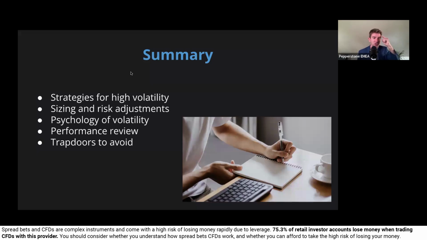And you might have to do some calculations on the fly to work out your position sizing, whatever instrument you're trading. The psychology of volatility: reframing it, volatility is not equal to profit, it equals opportunity. I think that's a very distinct shift, and it helps you massively if you think of it like that. And if you go through a volatile period and don't make any money or don't make any trades, that's fine. Your whole trading career doesn't rest on this one period of volatility. Performance review, important to up your game on that a little bit, and those trapdoors to avoid.